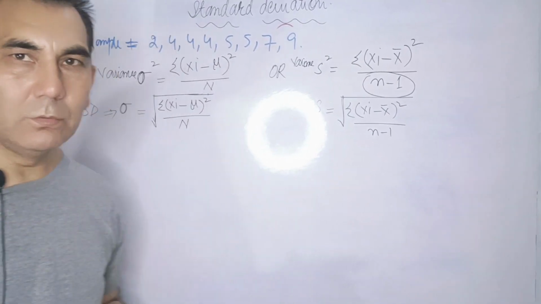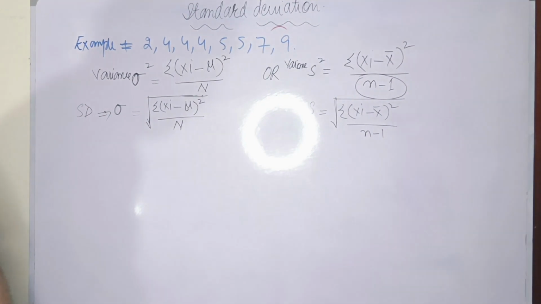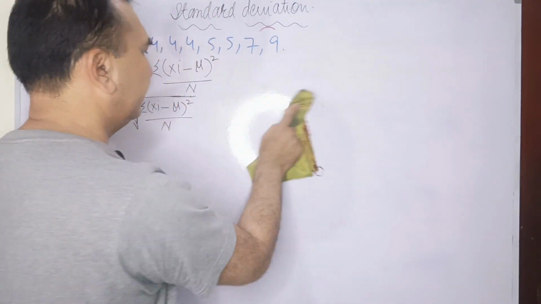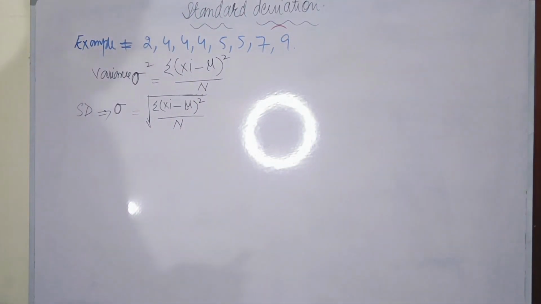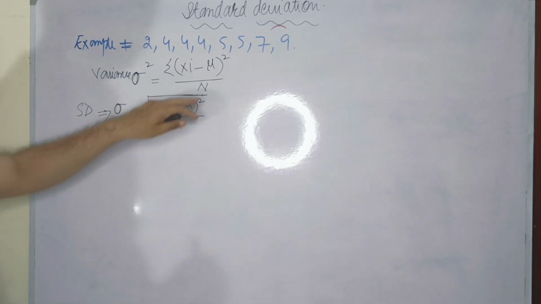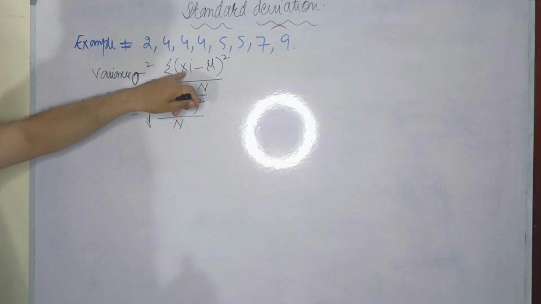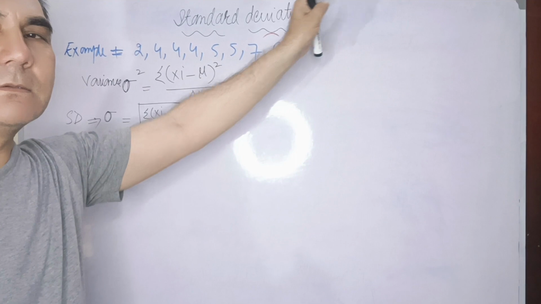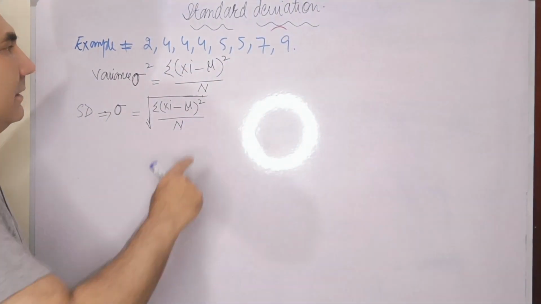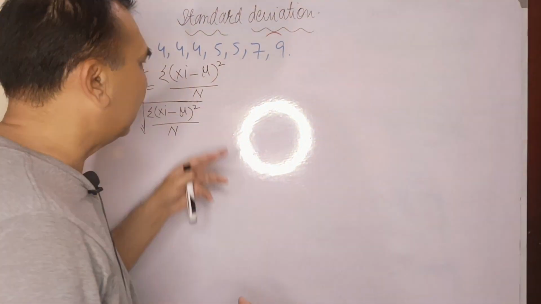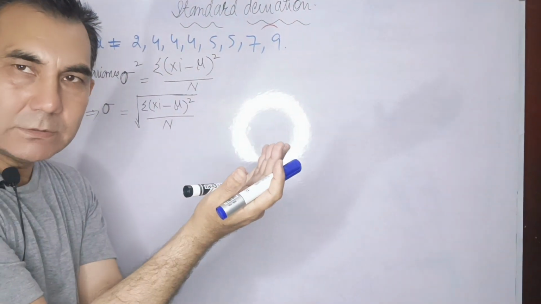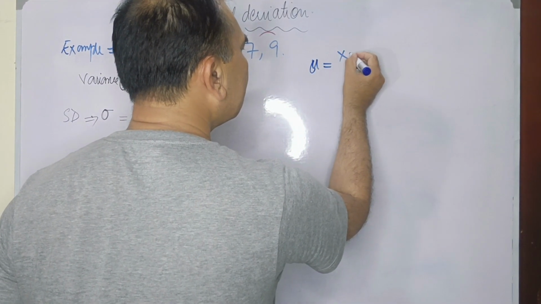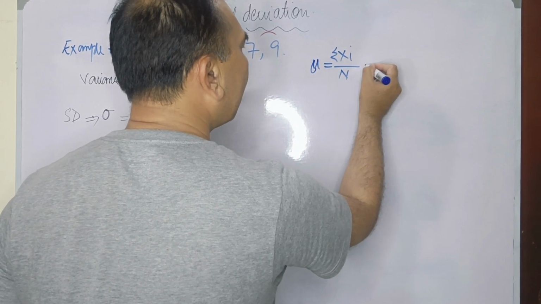Okay, now we will calculate this for the population of 8 students. In the formula, each data value is x1, x2, x3, x4 and so on, written as xi, and mu is the population mean. The mean is not given here, so first we calculate mu. The mu is the sum of the xi divided by the total n.